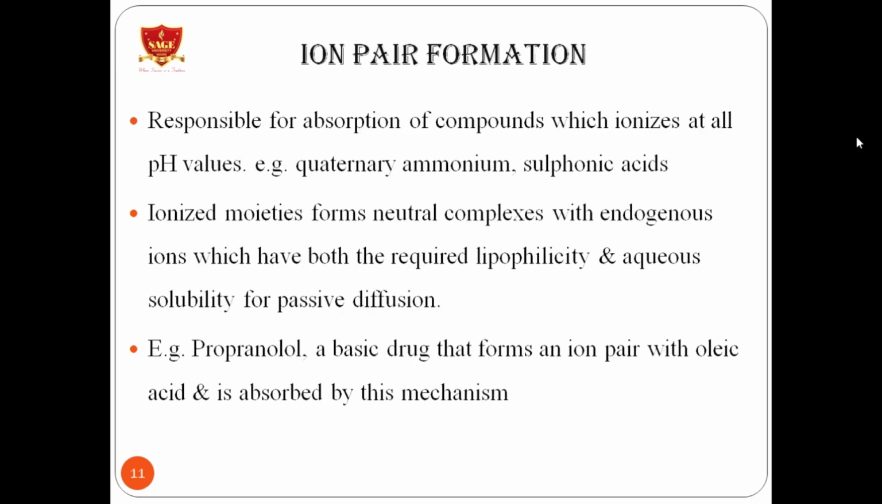Next is ion pair formation, responsible for absorption of compounds which ionize at all pH values. Examples: quaternary ammonium, sulfonic acid. In this mechanism, the ionic drug binds with an opposite ion to form a neutral complex, and then this neutral complex crosses the cell membrane barrier and reaches the systemic circulation.